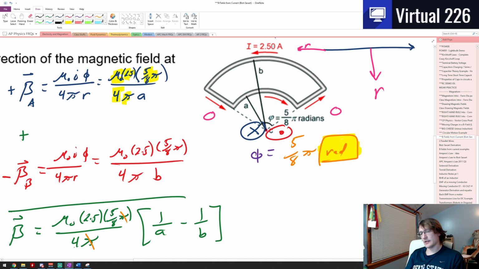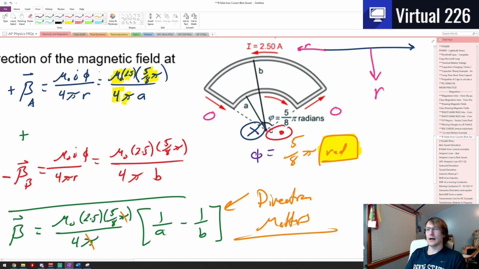And, look, I can take the 4 and put it with the 8, so it's like 5/32, and then that, whatever. Okay? The big thing here is that you need to recognize that the direction matters, and we are using the Biot-Savart equation, mu naught I phi over 4 pi r, with the direction that matters. So that's our first little example there.